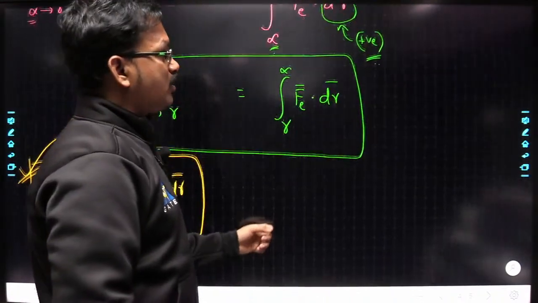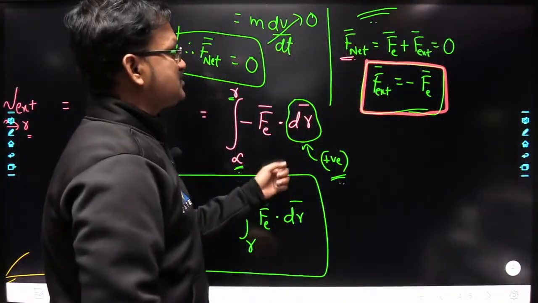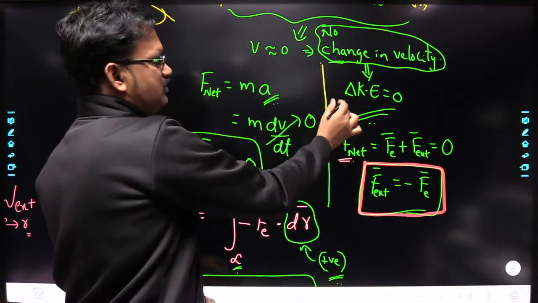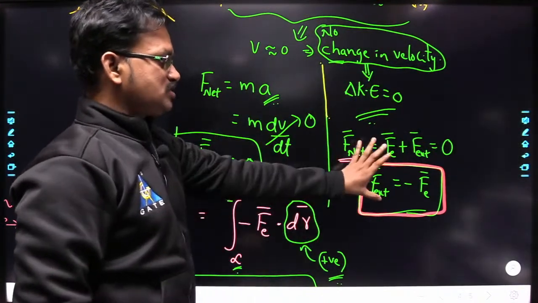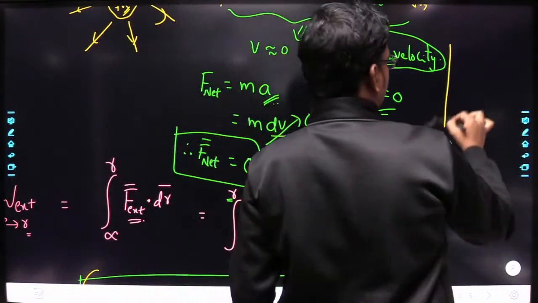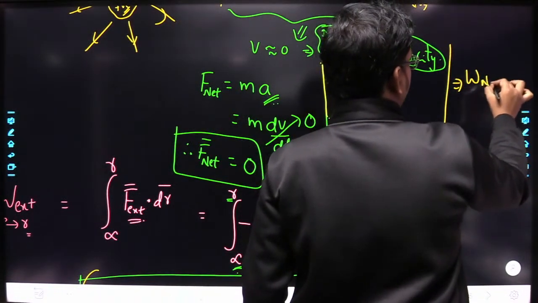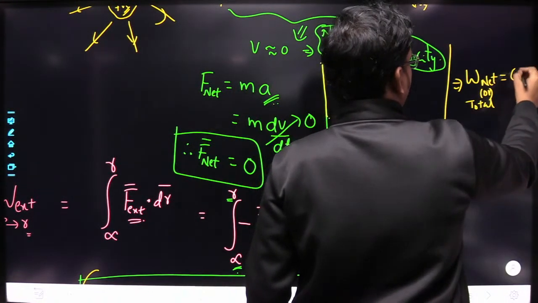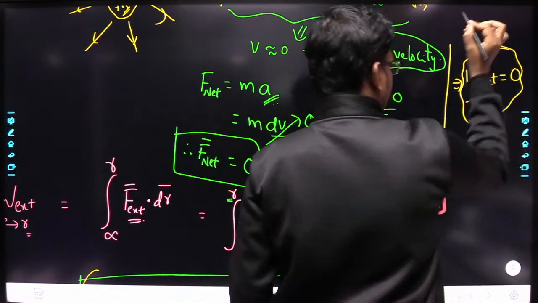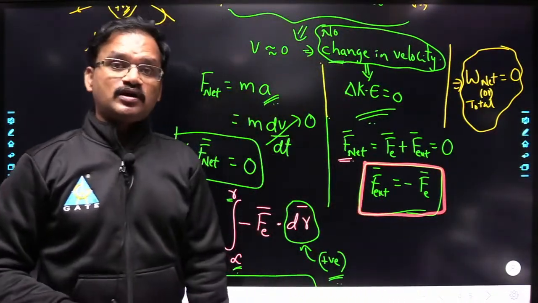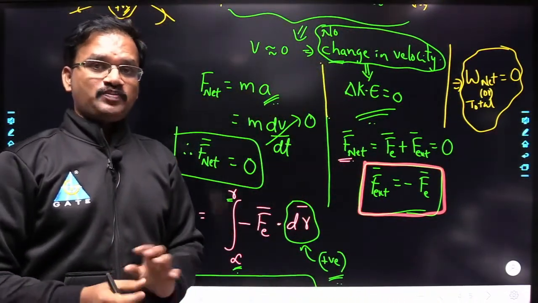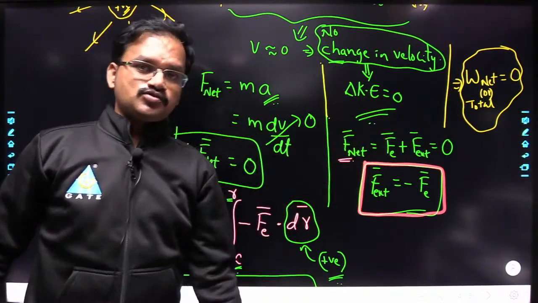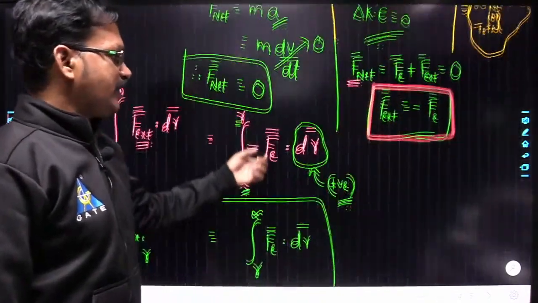I have told already in the previous session, whenever there is no change in velocity and the change in kinetic energy is equal to 0, these are the conditions. And also I have told that the net work done or total work done in this case will be equal to 0. Yes or no? That means the work done by all the forces must be equal to 0. Understood? Let us check whether we are getting that or not.